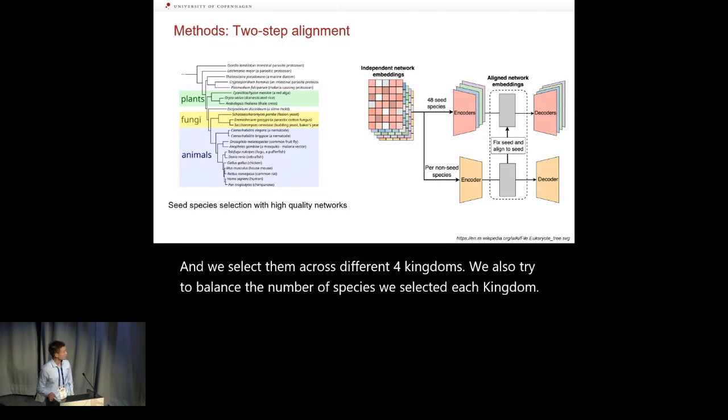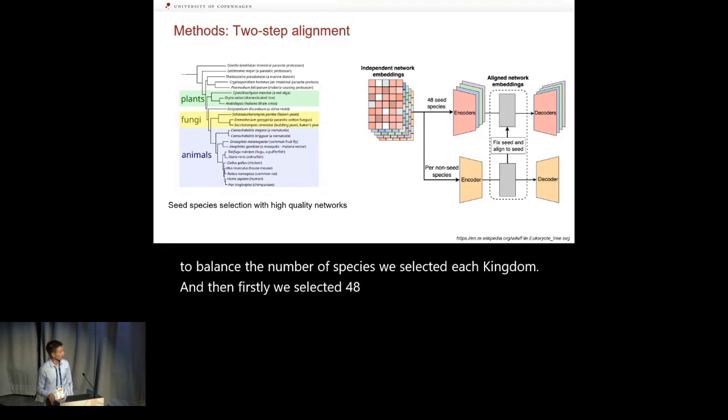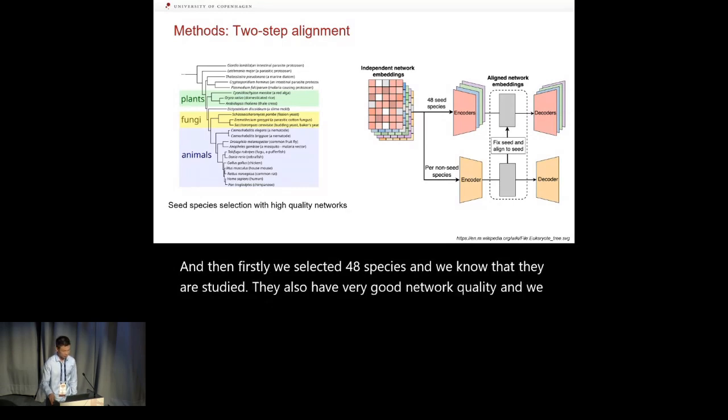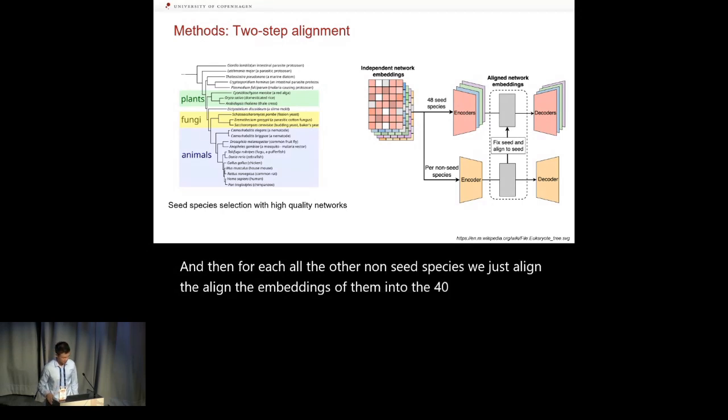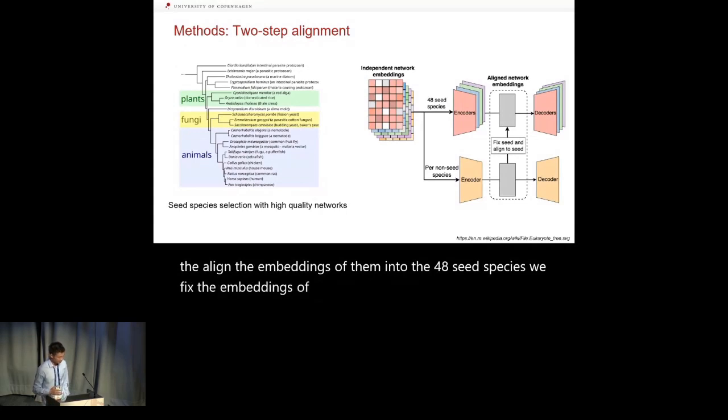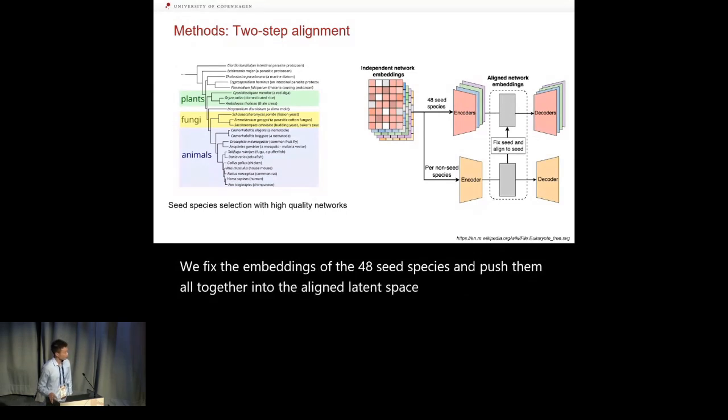And then, first, we selected 48 species, and we know that they are well studied. They also have very good network quality, and we did some benchmarking. And then we just do the embedding alignment on those 48 seed species. And then for all the other non-seed species, we align their embeddings into the 48 seed species. We fix the embeddings of the 48 seed species and push them all together into the aligned latent space. And then of course, we do reconstruction to keep the original information captured by Node2Vec.